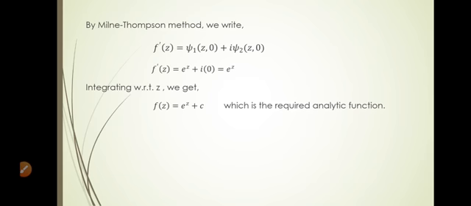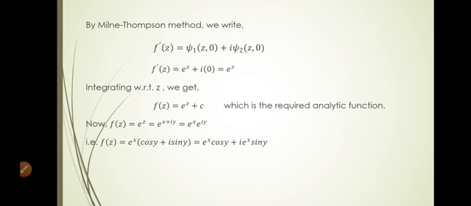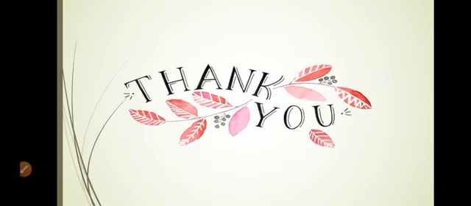Now to find the harmonic conjugate, replace z by x plus iy. Applying laws of indices and writing e raised to iy in terms of cos y plus i sin y, we get the harmonic conjugate u equal to e raised to x cos y. As here the imaginary part is given, its harmonic conjugate will be the real part of the obtained analytic function f of z. So in this way you can form the analytic function if its corresponding real or imaginary part is given as a harmonic function.